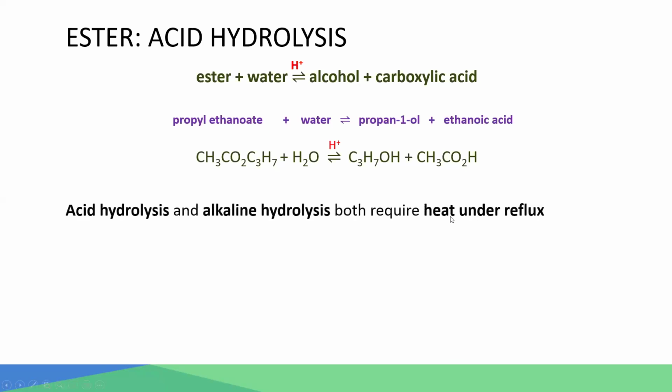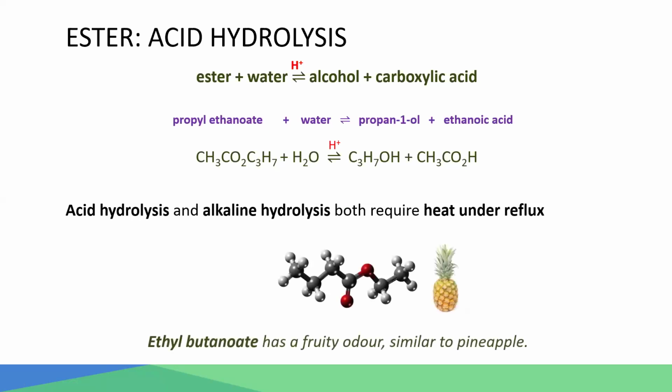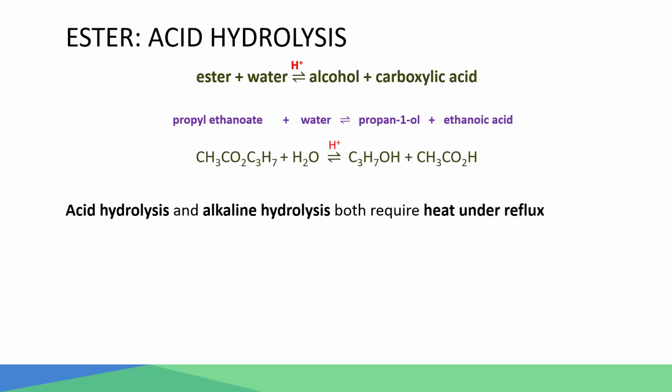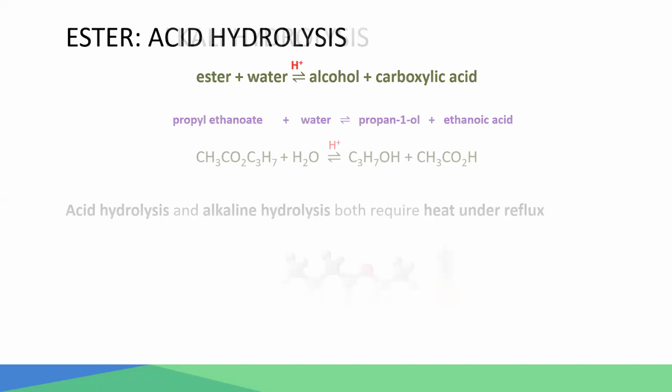Acid hydrolysis and alkaline hydrolysis both require heat under reflux. Ethyl butyrate has a fruity odor similar to pineapple. This is another concept of smell. Now, remember this concept. They ask it in the paper. They call it conditions. Whenever you're doing hydrolysis, you need to heat under reflux. And reflux is something we have discussed a number of times.